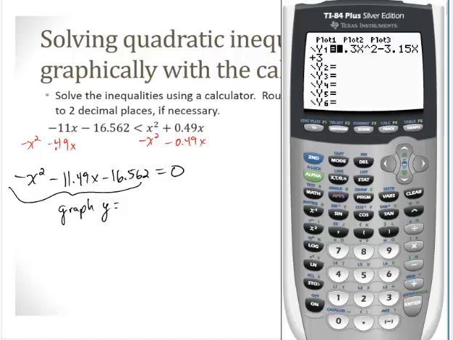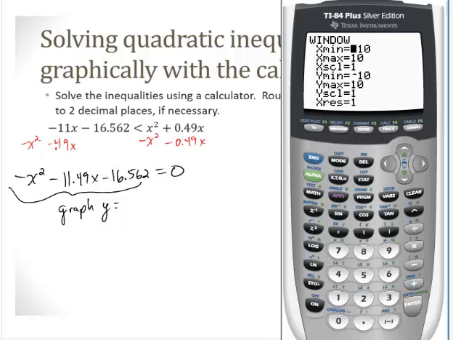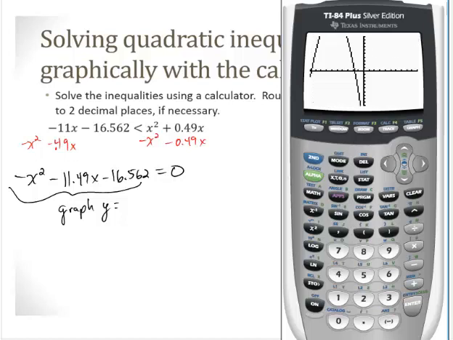We have y equals, clear that out, negative x squared minus 11.49x minus 16.562. Make sure I punch that in right. Check my window. I'm in the standard window. Let's see what that gives me.